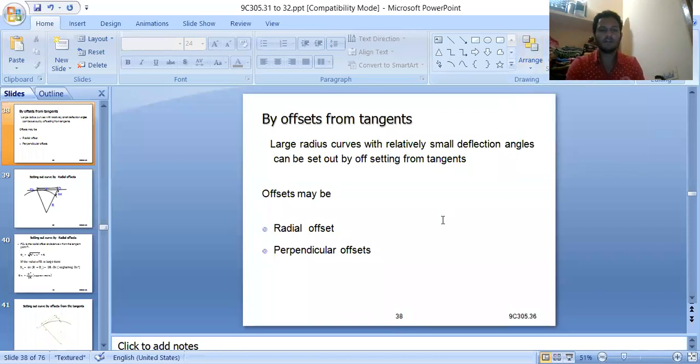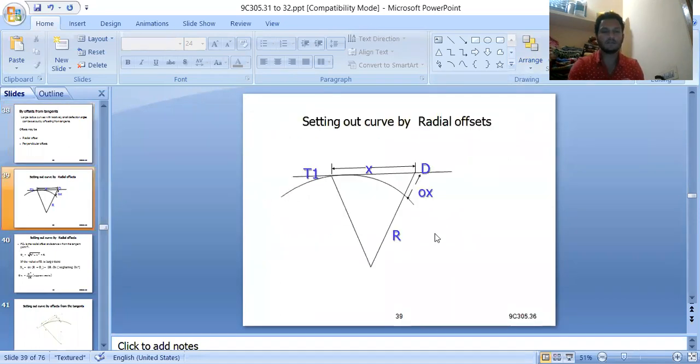So we have the offsets from tangents method. This is the second method of setting a simple circular curve by chain and tape. Large radius curves with relatively small deflection angles can be set out by the offsets from tangents method. Offsets may be of two types, radial offsets or perpendicular offsets. Now we will discuss the radial offsets method.